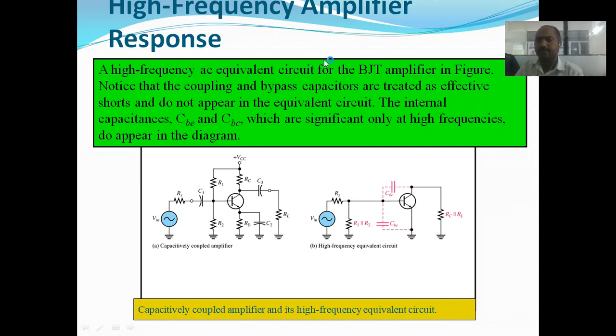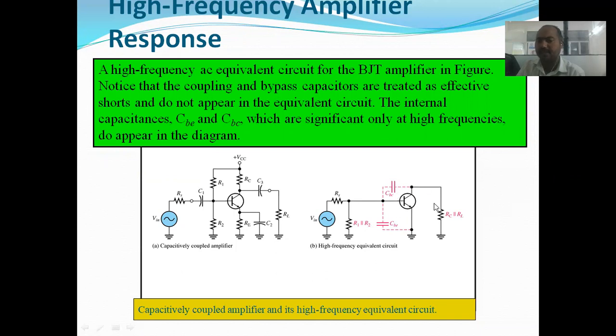When we saw the high frequency amplifier response, we used the 3 capacitors, that is C1, C2 and C3. 2 are coupling capacitors, 1 is the bypass capacitor. They do not take part in the circuit when a high frequency signal is applied. When we apply the high frequency signal, the internal components of the transistor, I already told you, NPN, act as a capacitor.